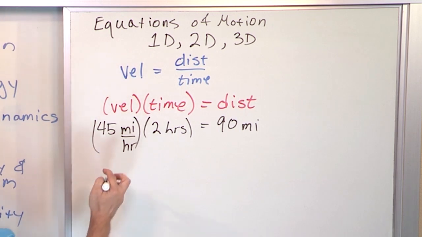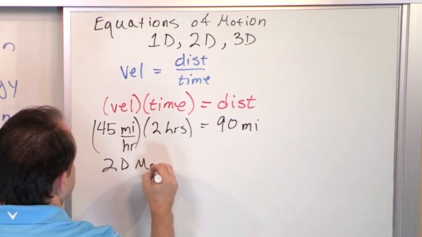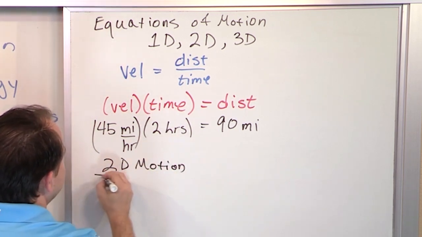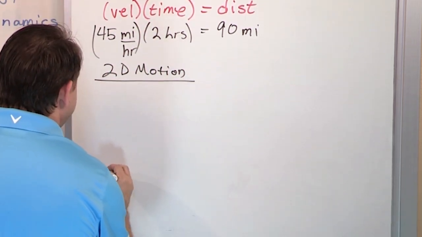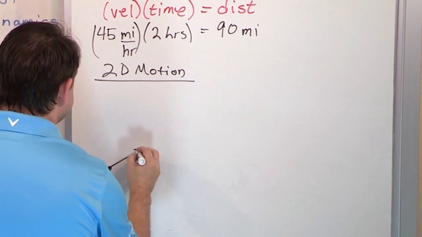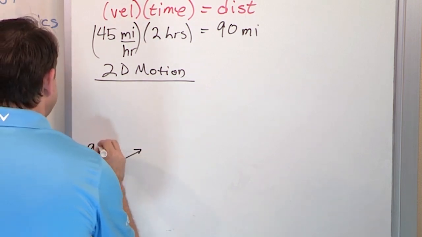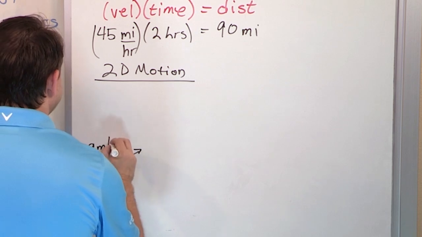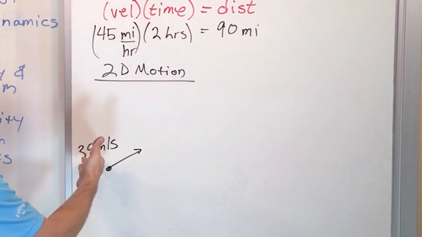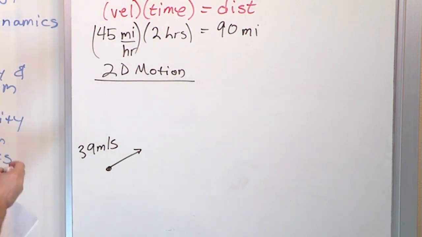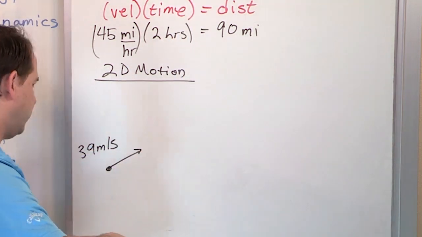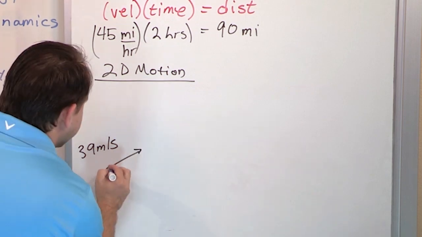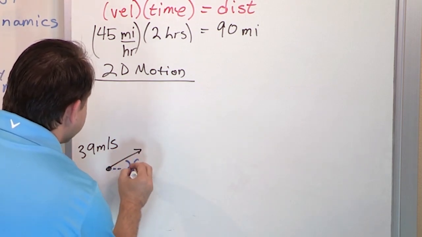So for instance, in 2D motion, I might actually throw something like a baseball or something. I might throw something up here at like 39 meters per second. So I'm using the same thing. It's a velocity, but it's meters instead of miles, meters per second. So you all know that if I take a ball and I throw it at an angle, right? So let's say I'm throwing it at some angle here. I'm going to call that angle theta.